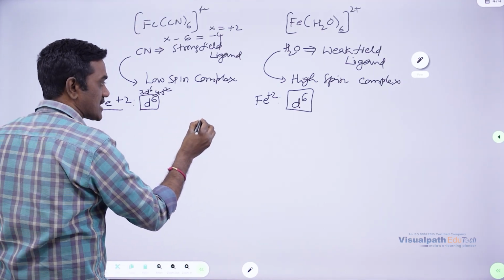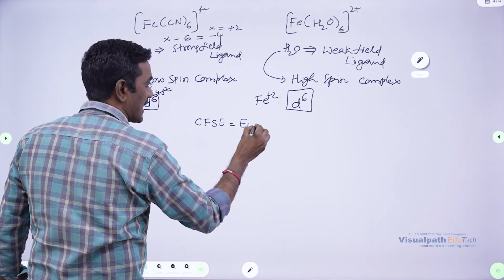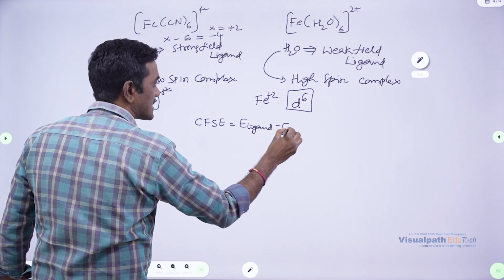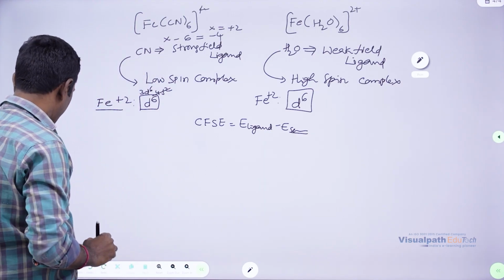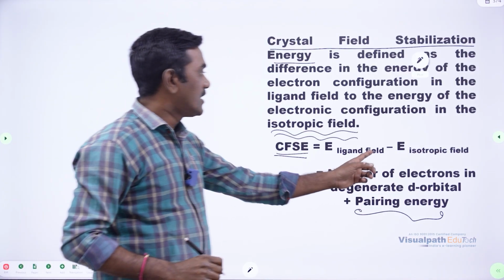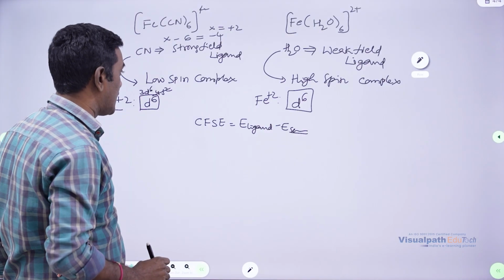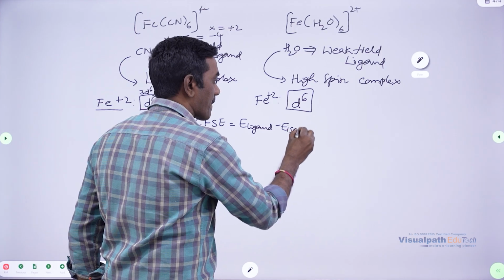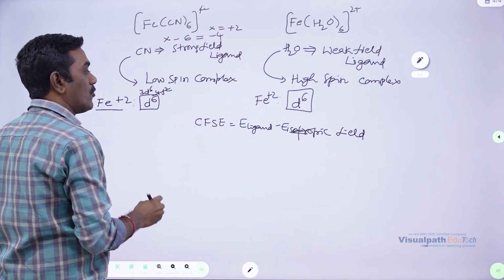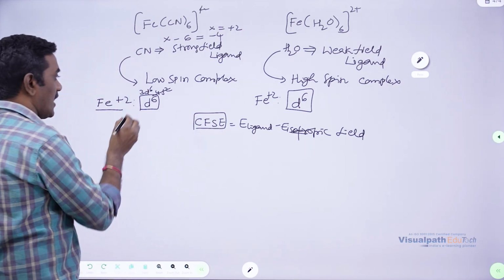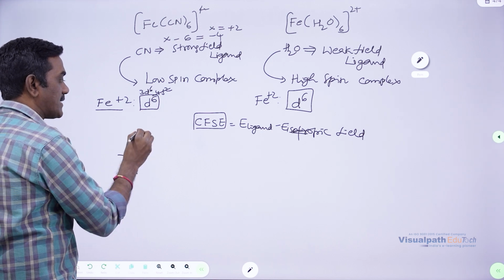So, what is the CFSE formula? Just now we have seen the CFSE is equal to the energy from the ligand field minus the energy from the isotropic field. That is what we have seen, and we can see it from here. Now I am going to calculate the CFSE. First, let me write the splitting.